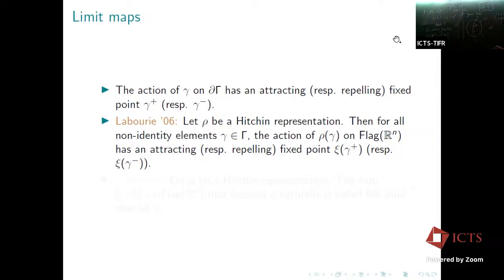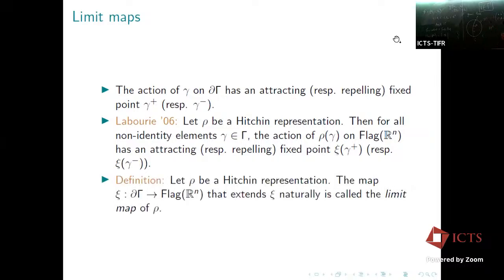Right? And okay, so from there, what it implies is that if you take these points, xi gamma plus and xi gamma minus, for each element in the group gamma, you will have those things. Now you take sequences of elements for each element on the boundary. So using a continuity argument, you will get a map which extends that xi map from the boundary of gamma to the flag space of Rn, which is called a limit map. The definition in the paper is given in a bit different way. It says that if there exists a limit map which satisfies certain properties, but this is, in my understanding, a more intuitive way of looking at the limit map.